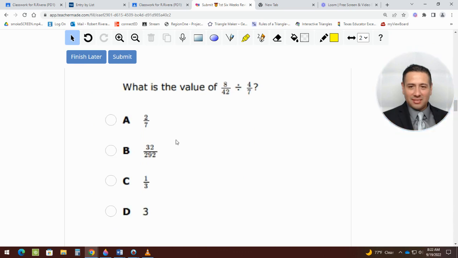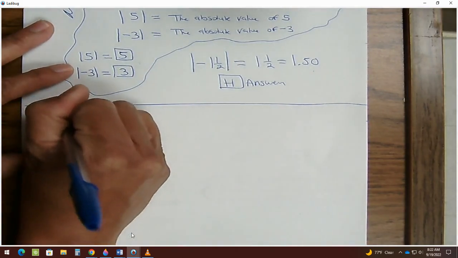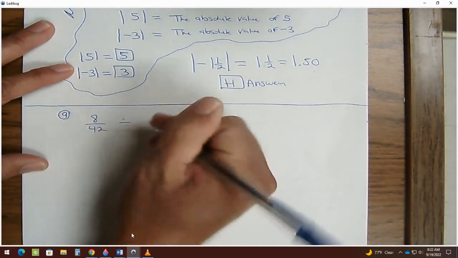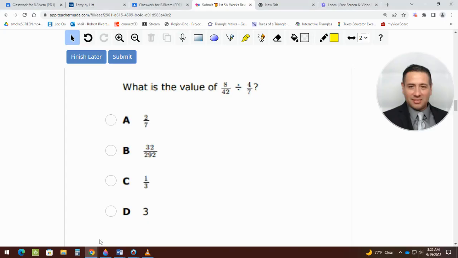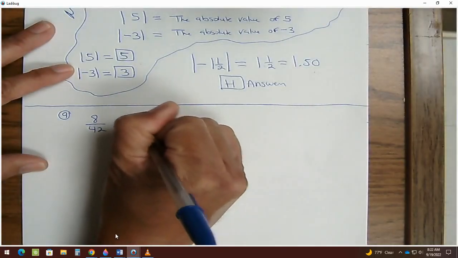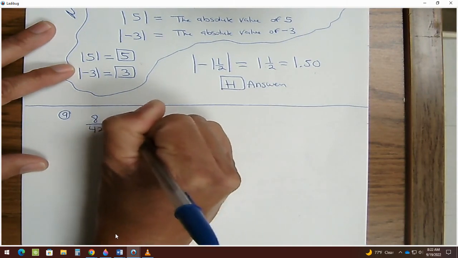Number 9. This is from elementary, so hopefully you remember, but if not, I'm going to remind you. Number 9, 8 over 42 divided by, ¿qué dije? Se me olvidó. 4/7. Some of you maybe forgot, but right now when I start teaching you, you're going to remember.